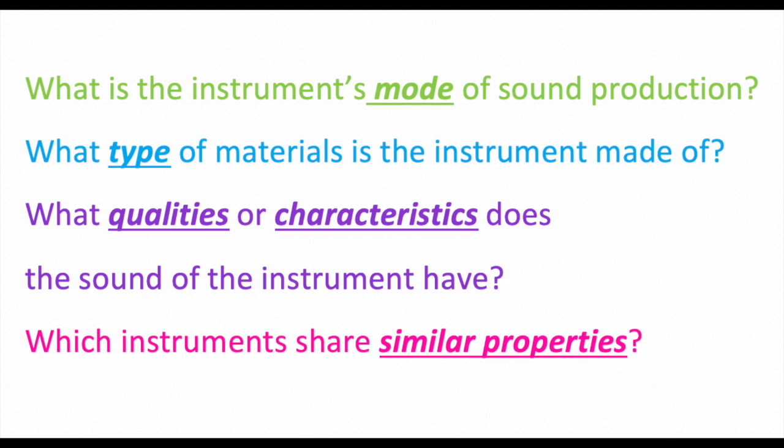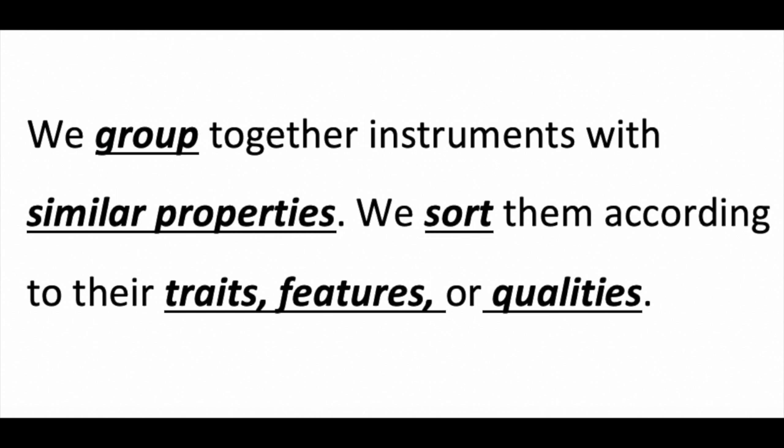What is the instrument's mode of sound production? What type of materials is the instrument made of? What qualities or characteristics does the sound of the instrument have? Which instruments share similar properties? We group together instruments with similar properties. We sort them according to their traits, features, or qualities.